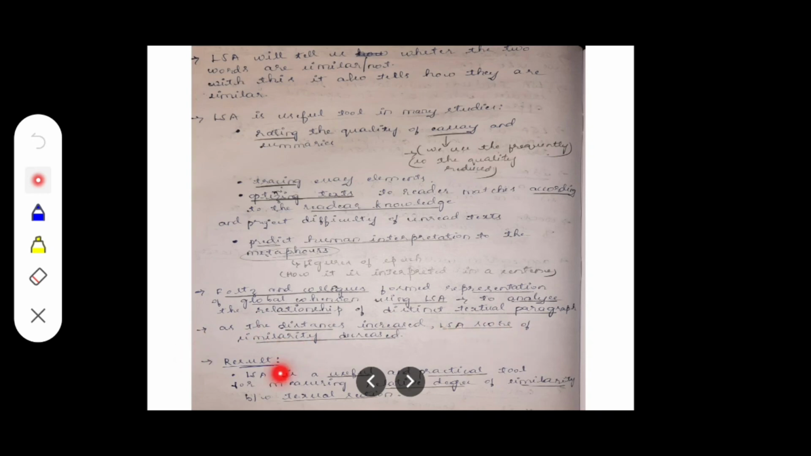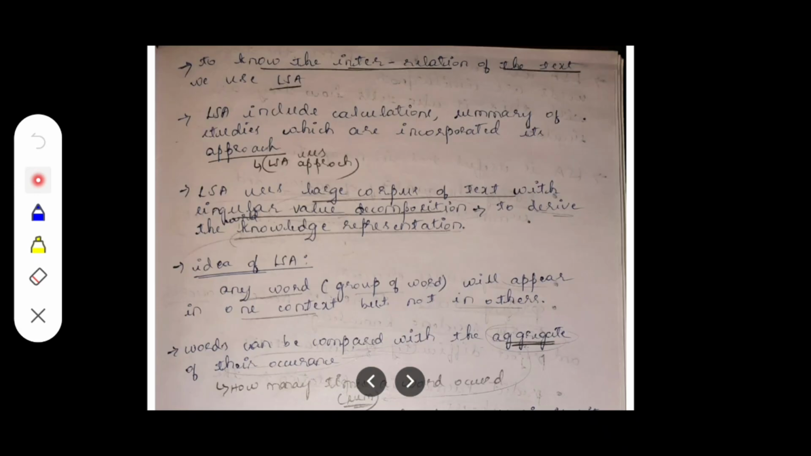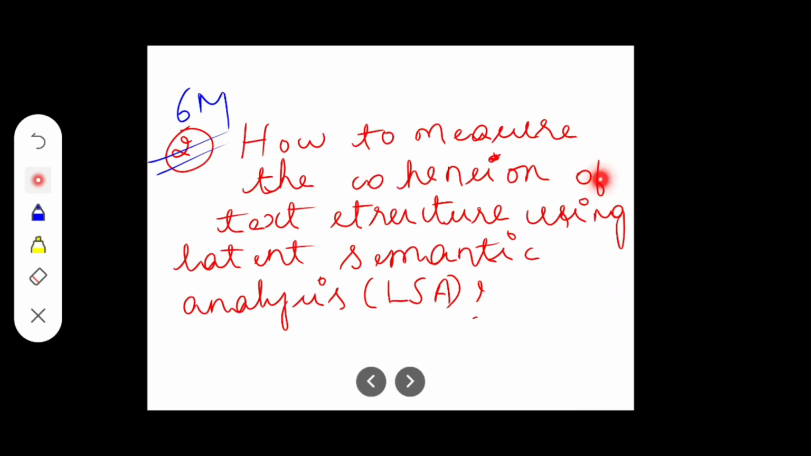So the result is that LSA is a useful and practical tool for measuring the relative degree of similarity between textual sections. This is what we use LSA for. Why do we use LSA? To measure the degree of similarity between textual sections, right? That is what it is useful for. This is the result of LSA. This is about the measure of cohesion of the textual structure using latent semantic analysis, which will be asked for 6 marks.